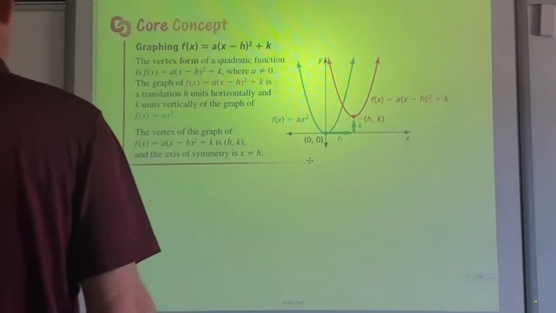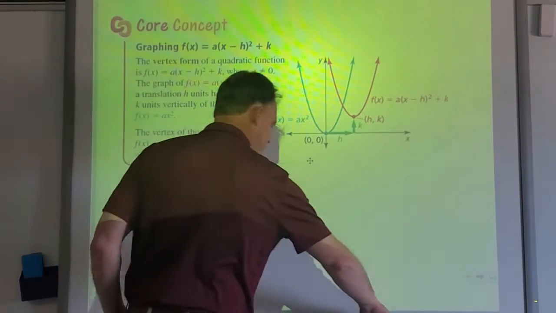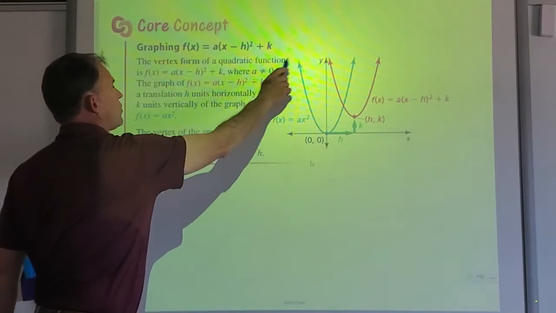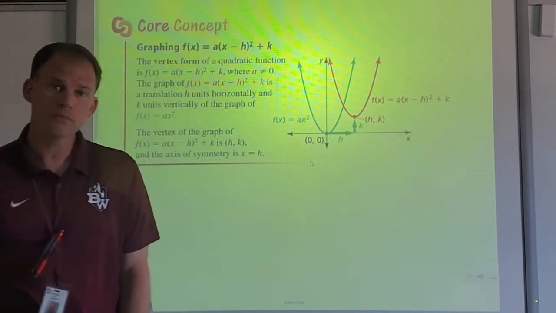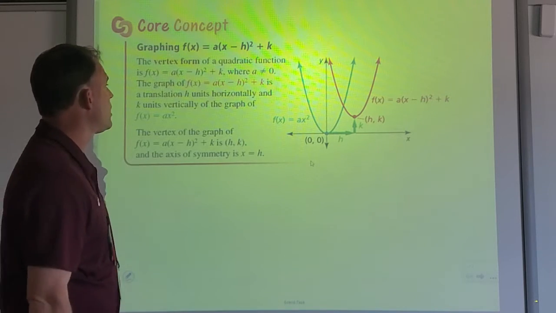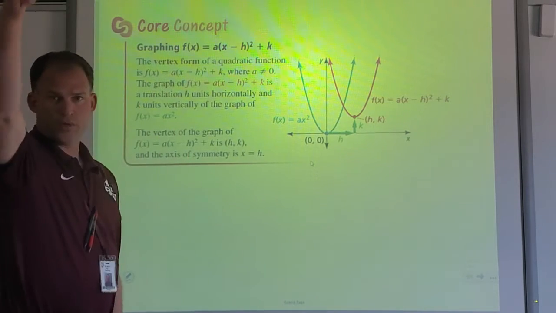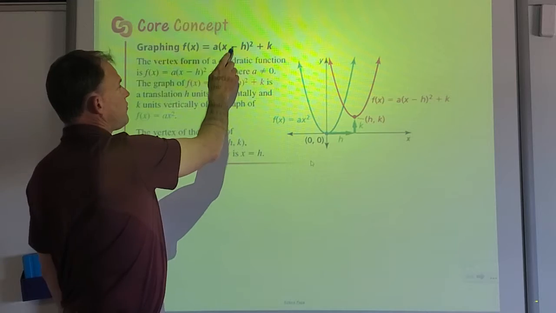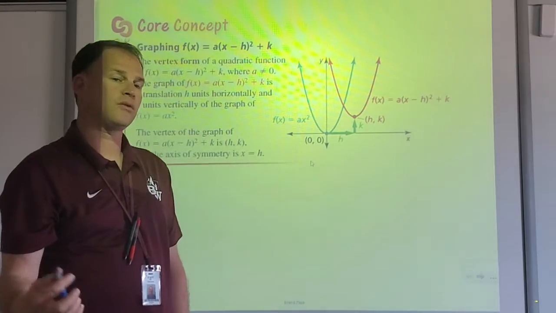All right, here we go. Day 2 of vertex forms. So this is the general form of the equation. And a couple of things that we need to know here. We touched on it when we talked about it the other day. Whenever you see something in parentheses, it's the opposite of what's in parentheses.